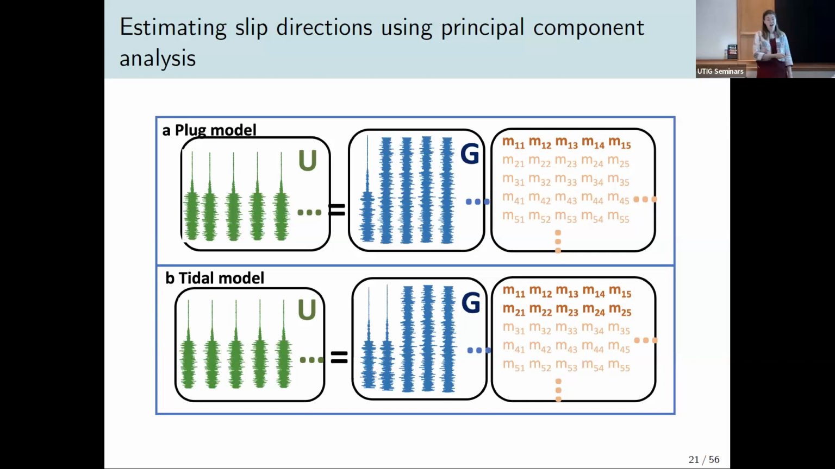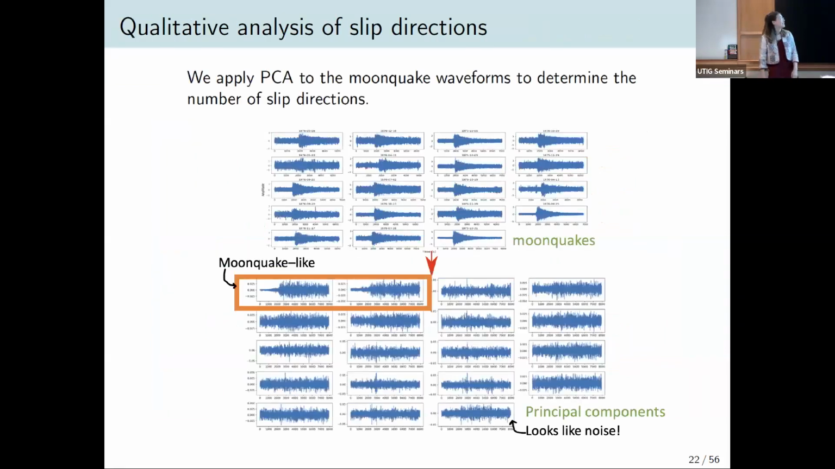But anyway, the important thing to take away from this is: in the plug model, one thing looks like a moonquake and the rest looks like noise. And in the tidal model, two things look like moonquakes and the rest looks like noise. And so this is what we get when we apply the PCA to a bunch of signals. On the top, you can see here are the moonquakes. And on the bottom is what you get when you apply the principal component analysis.